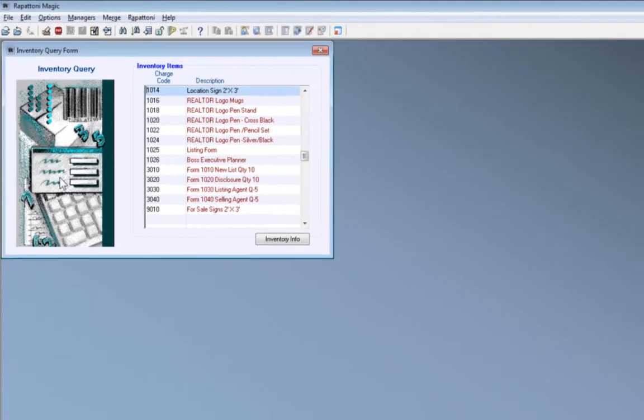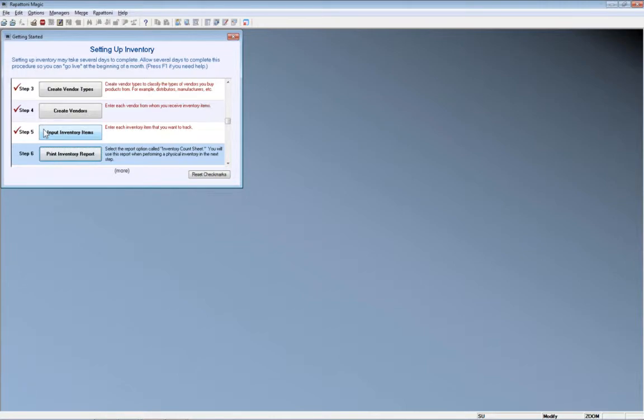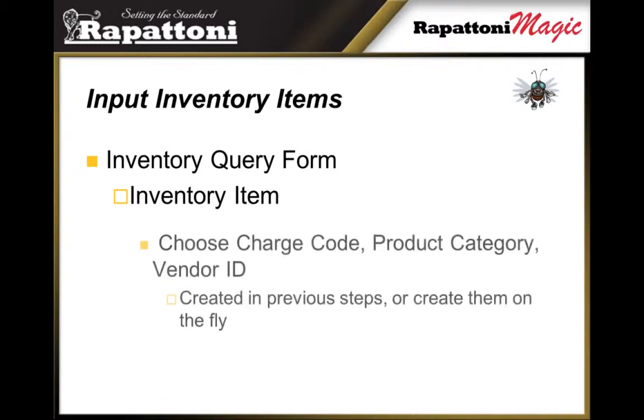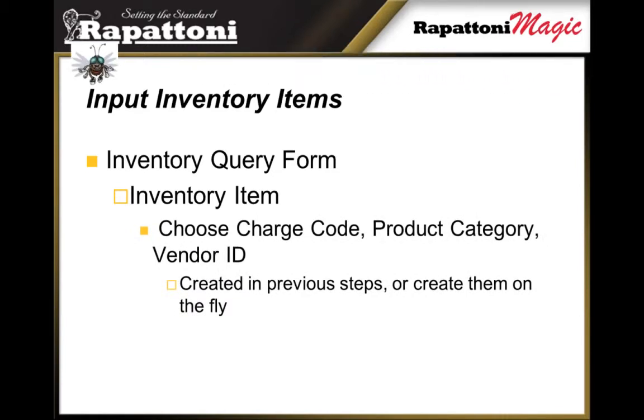Okay, let's summarize. The inventory query form is where we enter all the details about the inventory item. When you enter an item from scratch, you'll zoom and select your charge code, product categories, and the vendor you purchase it from. These steps can actually all be done on the fly.